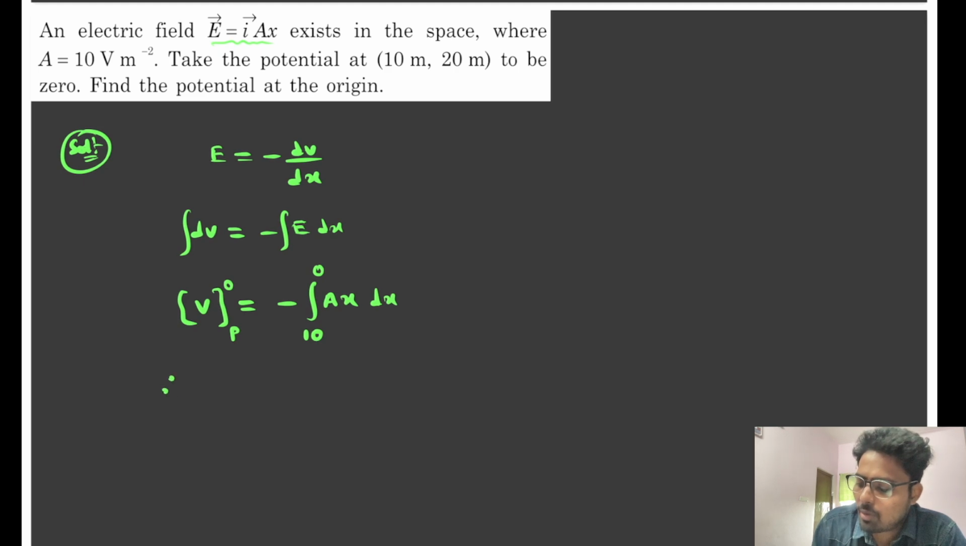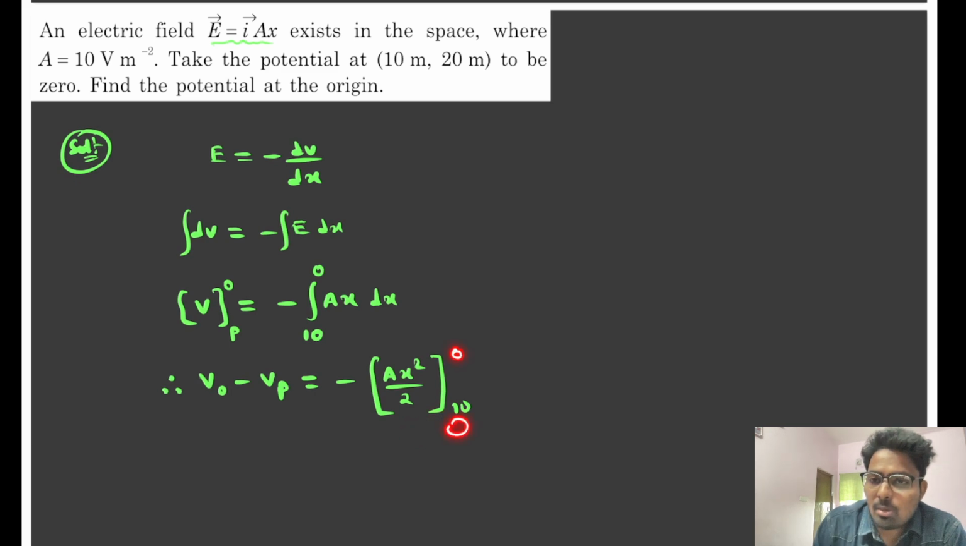So therefore the potential at O minus the potential at P will be equal to minus ax squared by 2, with limits from 10 to 0. Because of this minus sign, instead of writing upper limit minus lower limit, I'll write lower limit minus upper limit. And clearly they told us the potential at P is considered to be 0. That's what they're asking.